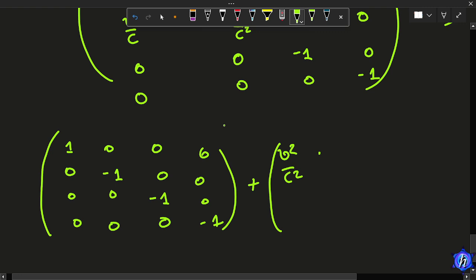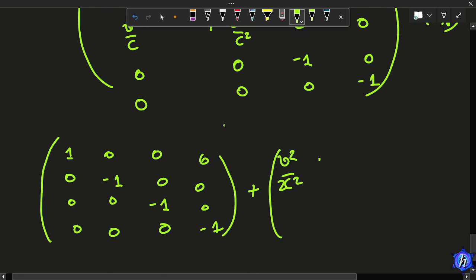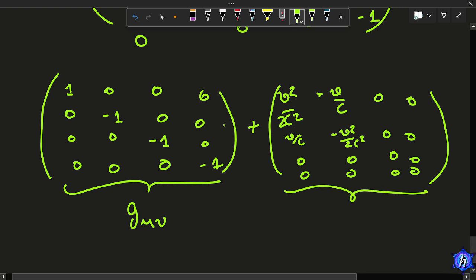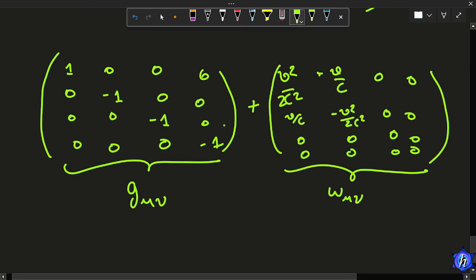1 plus v square upon 2c squared, yes, 2c squared, minus v by c, 0, 0. And this is v by c, 1 minus v square by 2c square, 0, 0. And again it was 0, 0, 0, 0. Since we split it out, these two terms are 0 as well. Now this particular matrix is g mu nu. We know this is the diagonal metric. But this one we name omega mu nu.